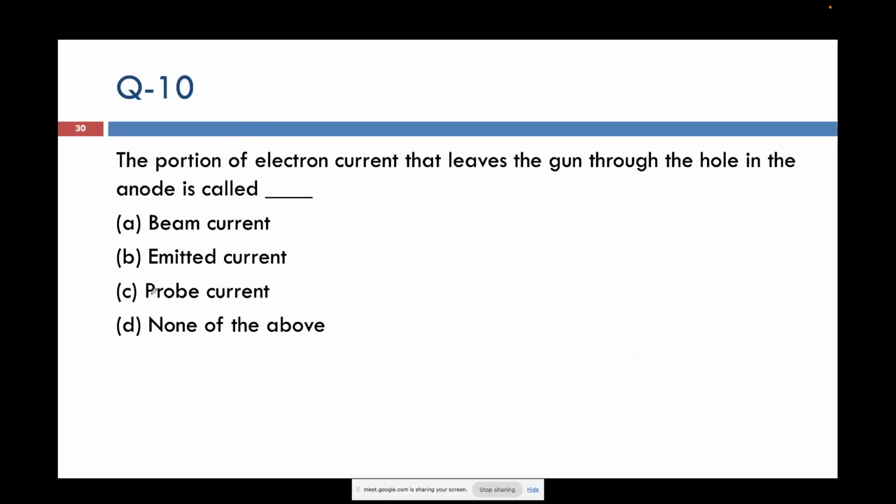Okay, and yeah, so this is about the current. The portion of the electron current that leaves the gun through the hole in the anode is called as... can anyone answer?